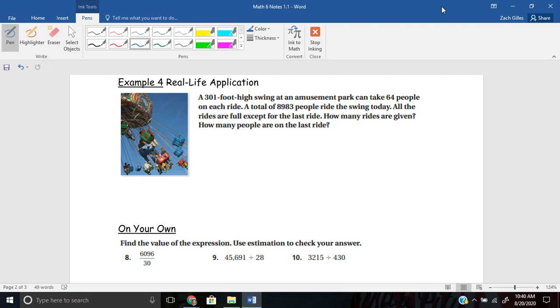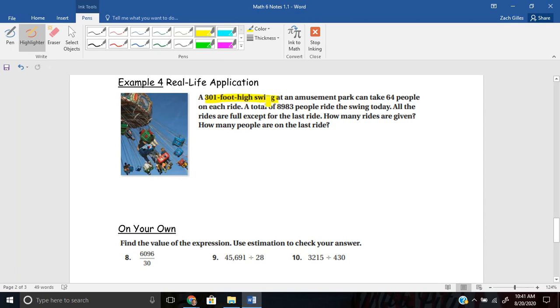Okay. Wow. It's kind of a wordy problem. First thing I would ask myself is, is there anything in this problem that is extra information that I don't need to know, that maybe the book is just trying to trick me? 301-foot high swing. Oh, this first piece of information.